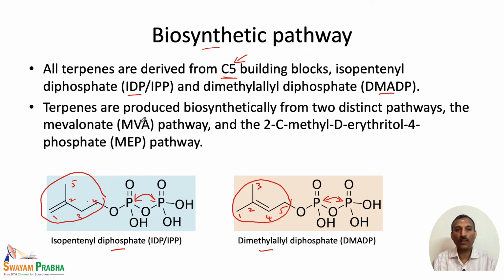And these terpenes are basically produced by 2 different routes. Biosynthetically they follow 2 different routes. One is called the mevalonate pathway or MVA pathway, and the second one is called 2C-methyl-D-erythritol 4-phosphate or the MEP pathway. So all the terpenes are generally produced by either one of these pathways.